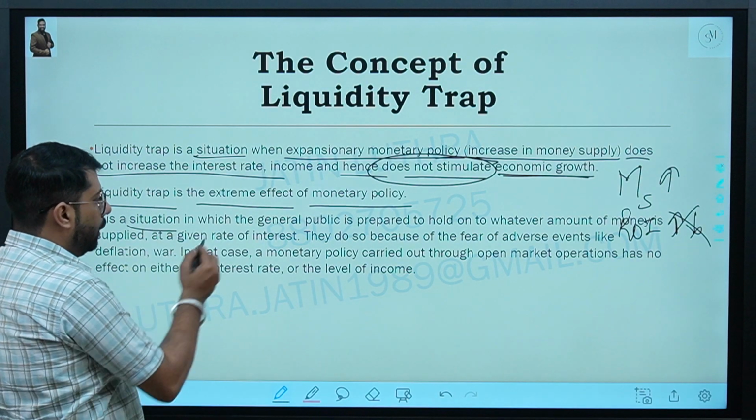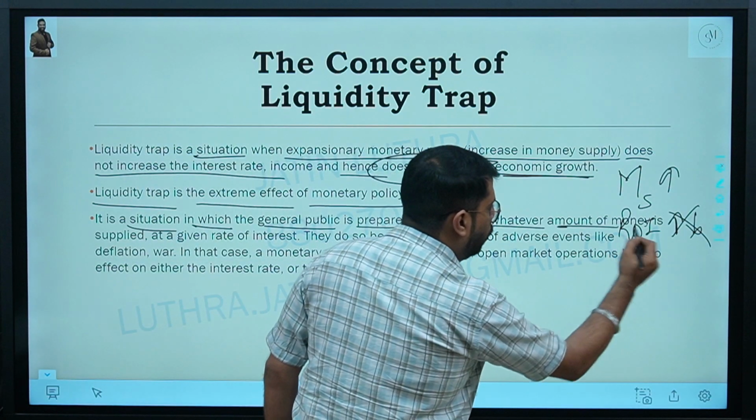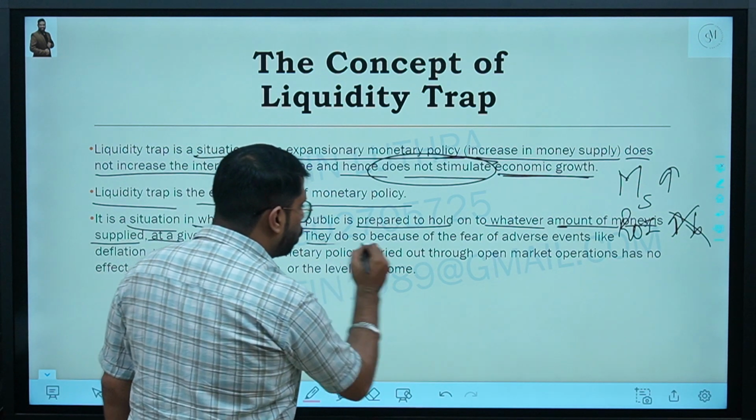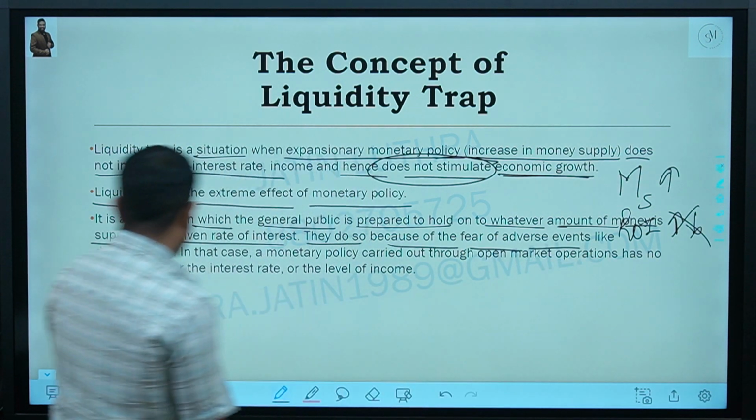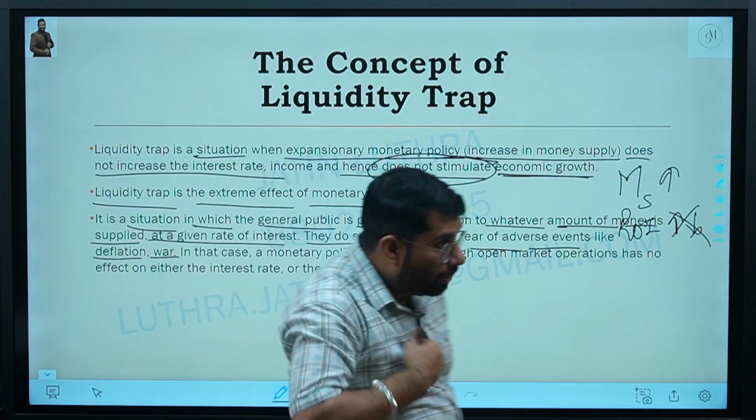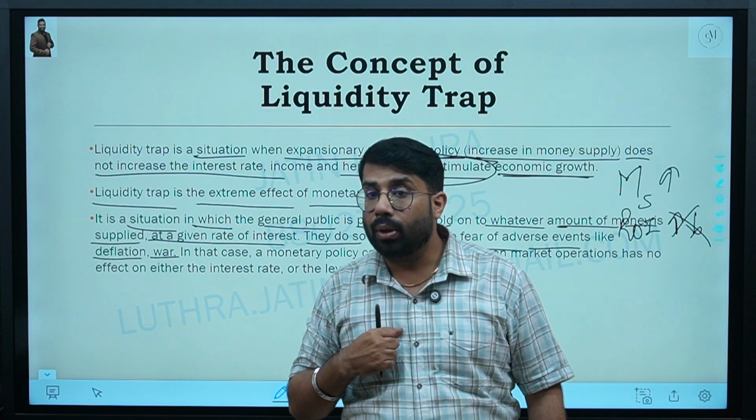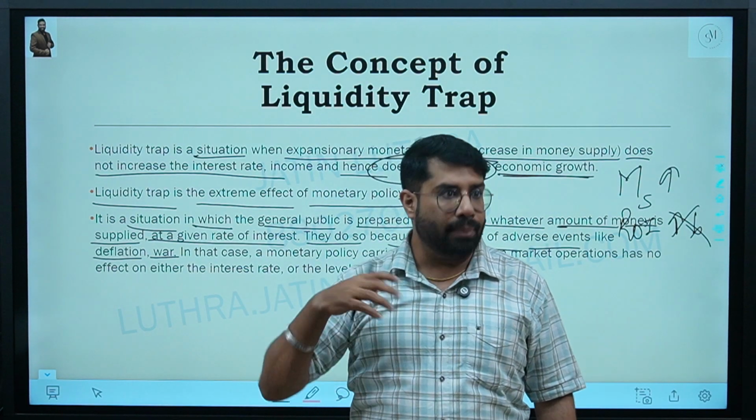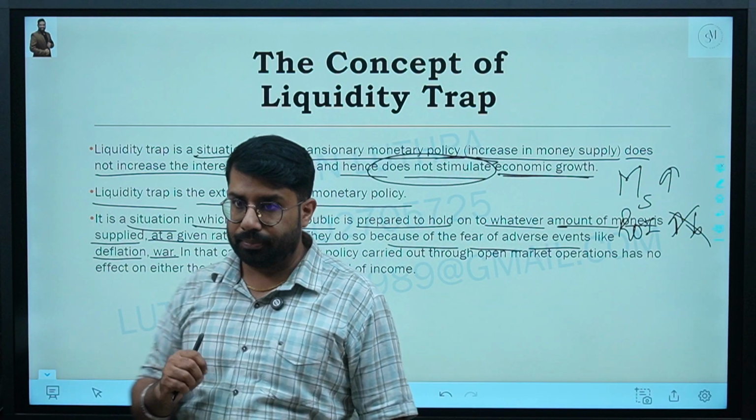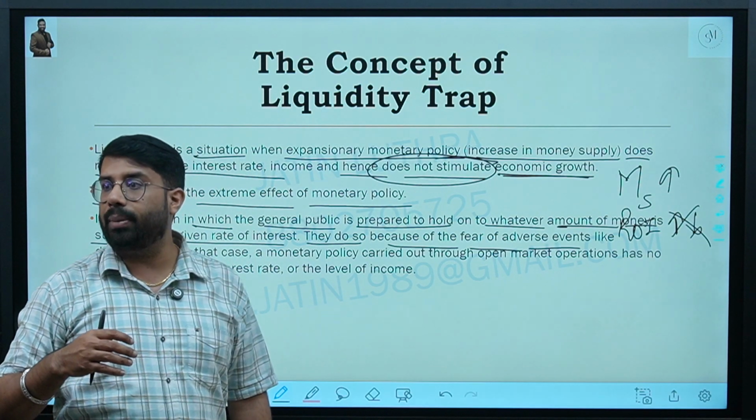It is a situation in which the general public is prepared to hold on to whatever amount of money is supplied at a given rate of interest. They do so because of the fear of adverse events like deflation, war, etc. Means I have money in my pocket, but I'm holding that money with me. Why? Because I am anticipating, I am thinking, that the market might not behave in a good way. Yes or no?